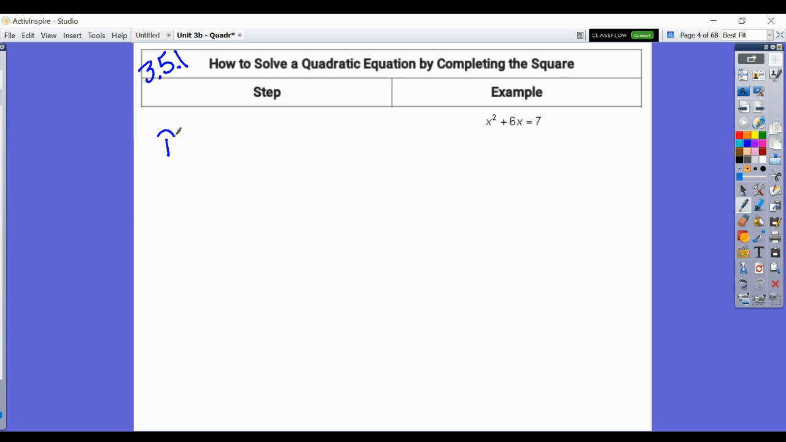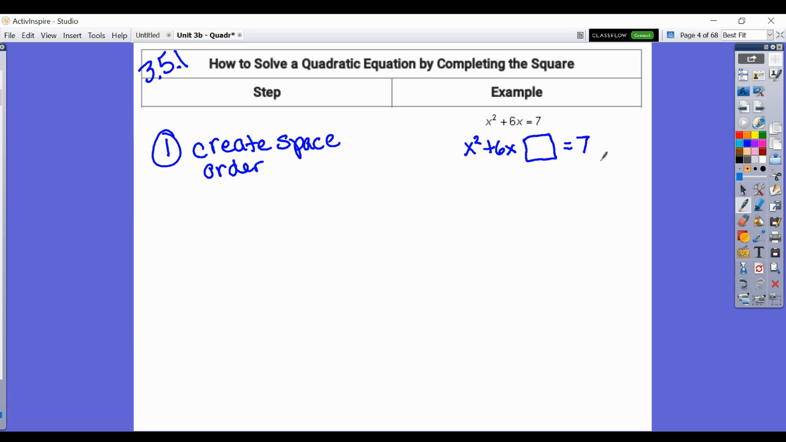All right, the very first step, step one, is to create the space. You have to have everything in the right order and make a little space to complete the square. So when we complete the square, we have things like x squared plus 6x, and then we try to figure out what goes right here. I actually like to put a square, and it reminds me that we're completing the square. And then I just scoot that equal sign over, and that is the setup.